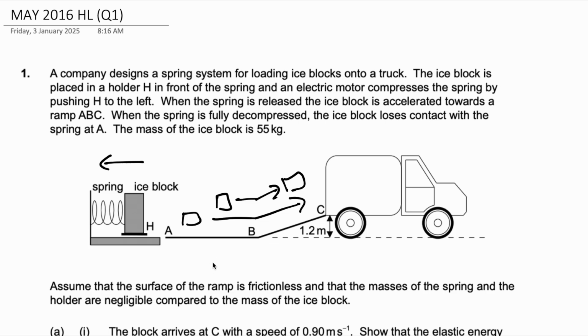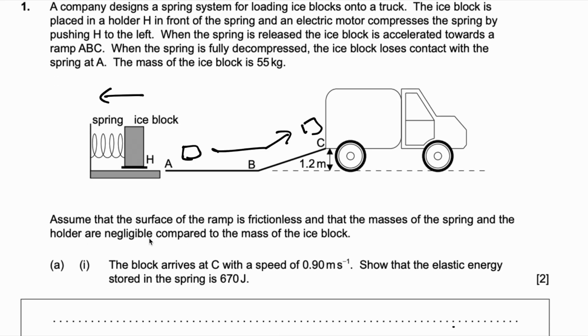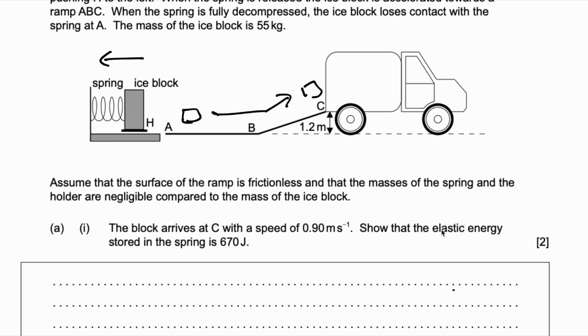Okay, so what I'm going to do, I'll just erase this and make this diagram a bit better. So it loses contact and it eventually moves there. So like that, this motion. Assume that the surface of the ramp is frictionless and that the masses of the spring and the holder are negligible compared to the mass of the ice block. The block arrives at C with a speed of 0.9 meters per second. Show that the elastic energy stored in the spring is 670 joules.